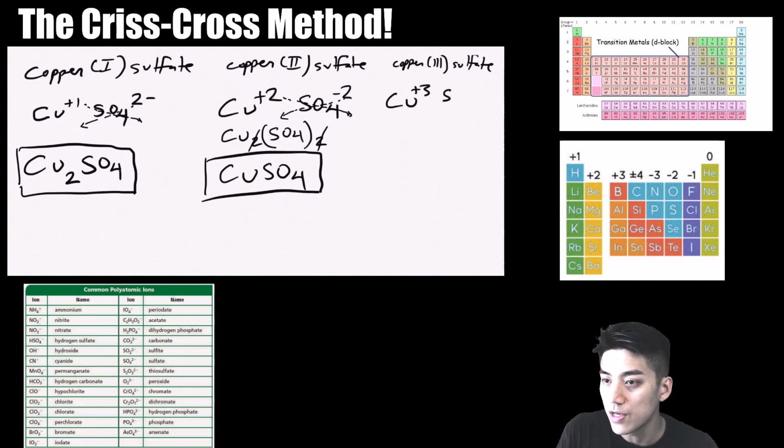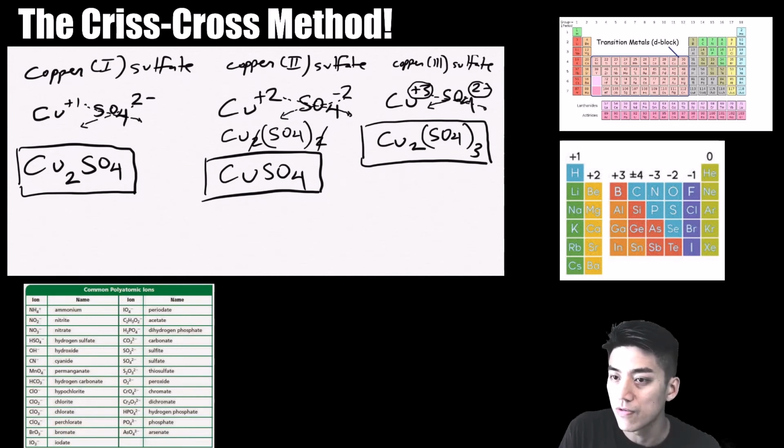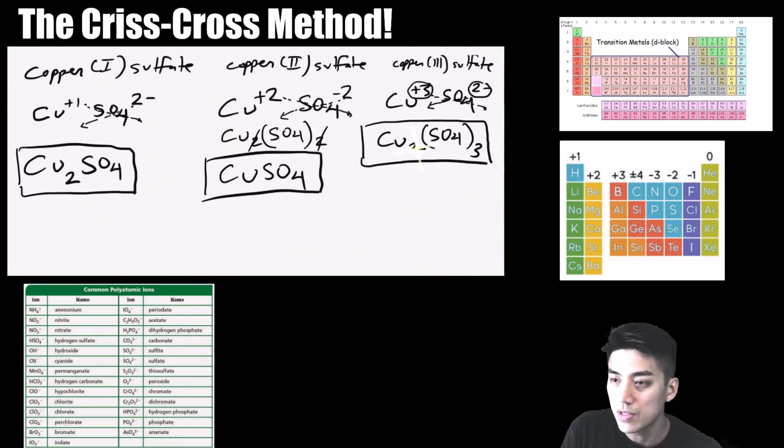Copper 3 sulfate has a +3 copper and a -2 sulfate again. So the sulfate does not change at all. But it will lend its 2 to the copper, and then copper will lend its 3 over to sulfate. So again, from left to right, those are the formulas for the 3 different versions of copper sulfate. You have a copper 1 sulfate, a copper 2 sulfate, and a copper 3 sulfate.